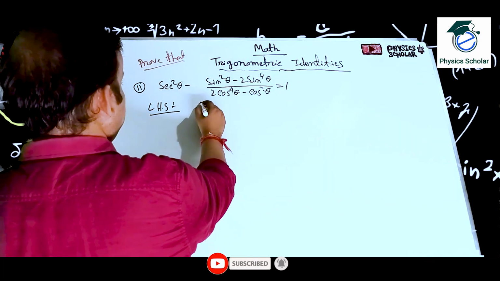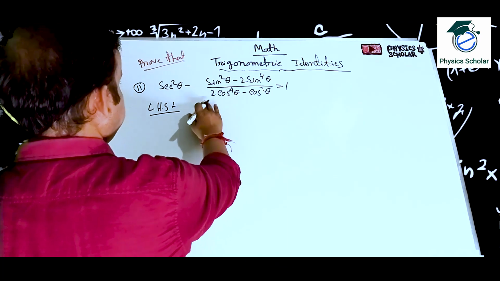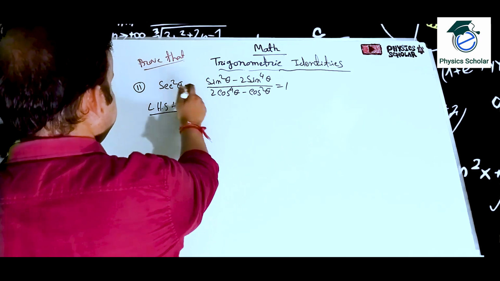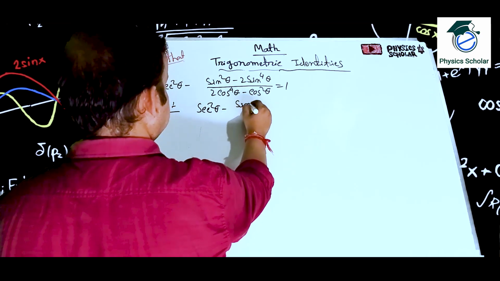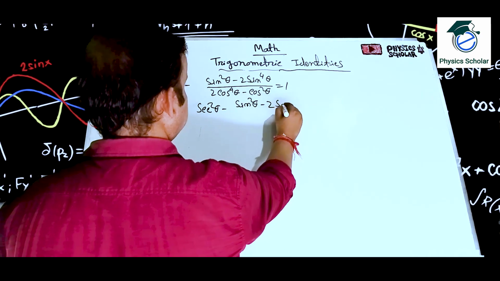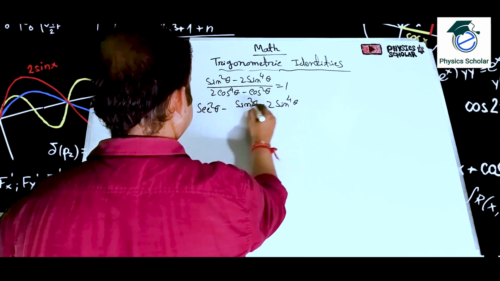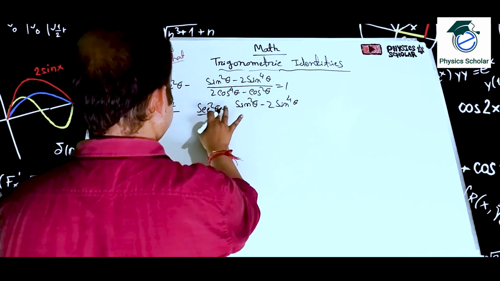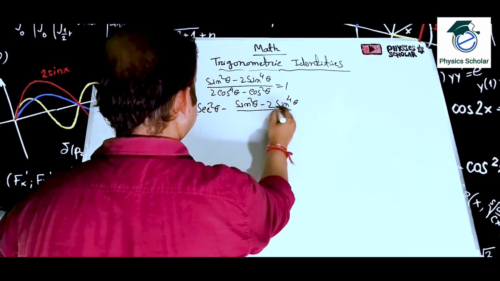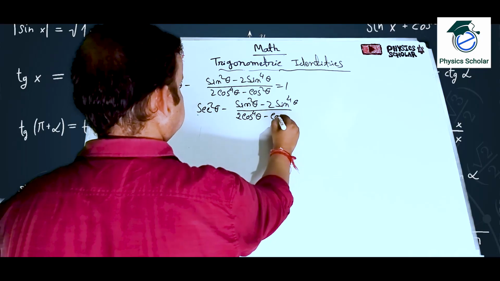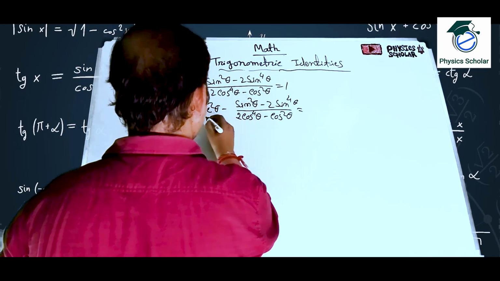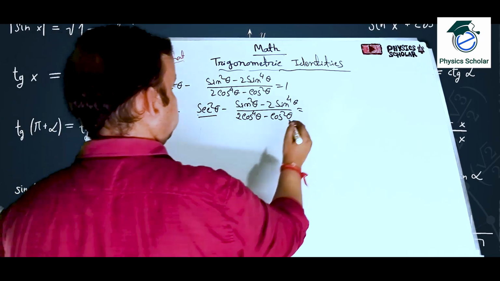So now here let us write the left hand side, which you have to prove is 1. I am writing sec squared theta minus sin squared theta minus 2 sin to the power 4 theta, whole divided by 2 cos to the power 4 theta minus cos squared theta. So what we know? Sec squared means what? 1 plus tan squared theta.